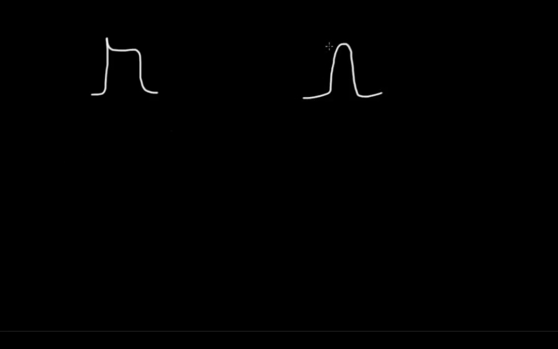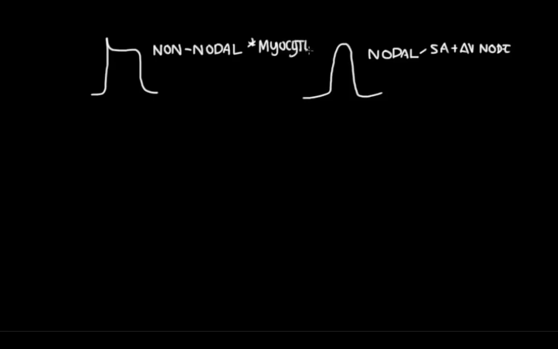So we have two different types of action potentials for cardiac cells. We have our nodal action potentials, and that means that they work at the SA and the AV node. And we also have our non-nodal action potentials. These work at the non-nodal cells, meaning your cardiac myocytes. And I'm going to write that down because that's an important concept. So they work on the cardiac myocytes as well as the cells that make up the His-Purkinje system.